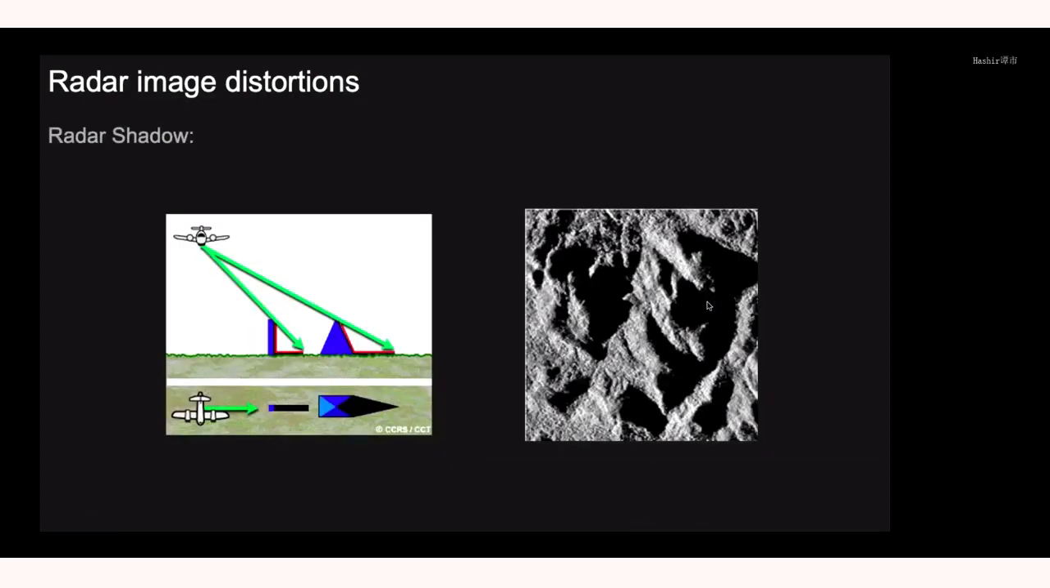Both foreshortening and layover result in shadows. Radar shadow occurs when the beam is not able to illuminate part of the surface, and shadows occur in the downrange behind vertical features or slopes with steep sides. Since the radar beam cannot illuminate that surface, the shadow region will appear very dark or black because there is no backscatter.